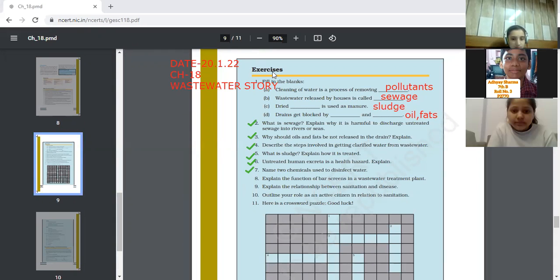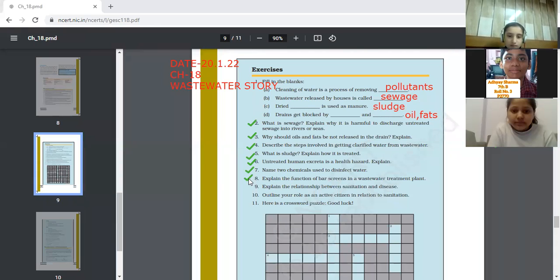Next is, name two chemicals used as a disinfectant. Yes, Malvika, can I have the answer from your side? Ma'am, chlorine and ozone. Okay, chlorine and ozone are the two disinfectants. Chlorine and ozone, we had already underlined.